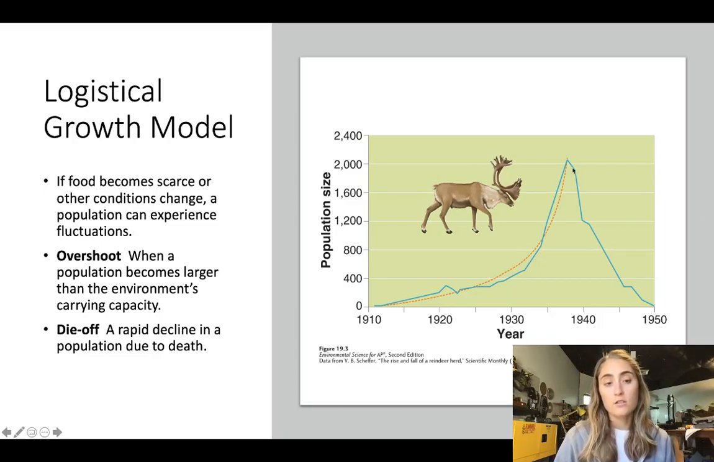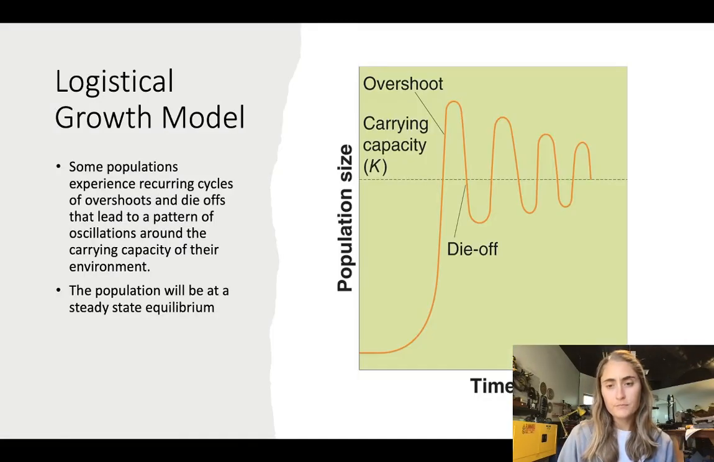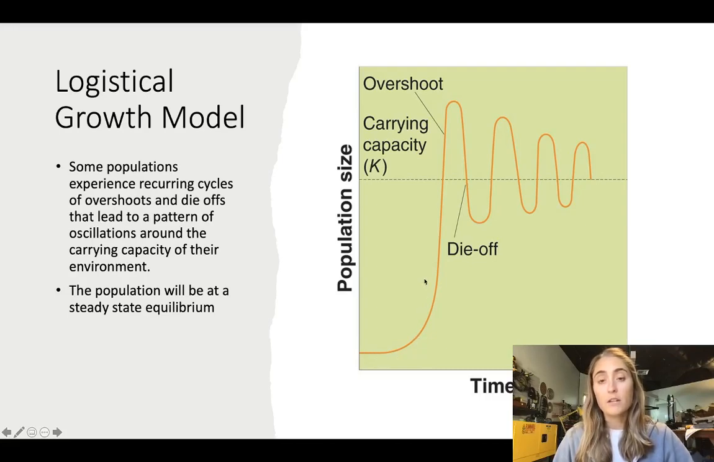So overshoot is going over the carrying capacity, and die-off is rapid decline of a population due to death as a result of overshooting the carrying capacity. And so what we'd expect to see after die-off is back up with this exponential growth, perhaps some sort of overshoot, some die-off, and then this is called steady state equilibrium. It's where we're trying to determine where that carrying capacity is. So the population will fluctuate up and down, up and down.